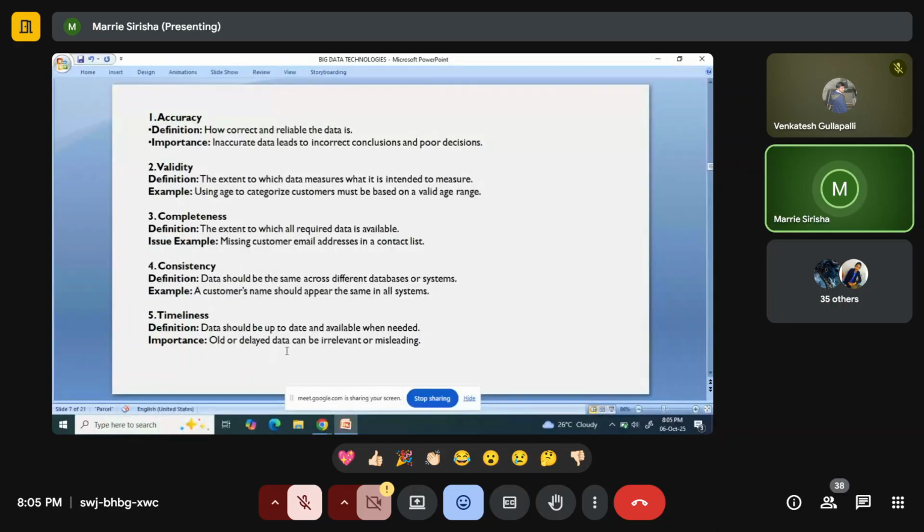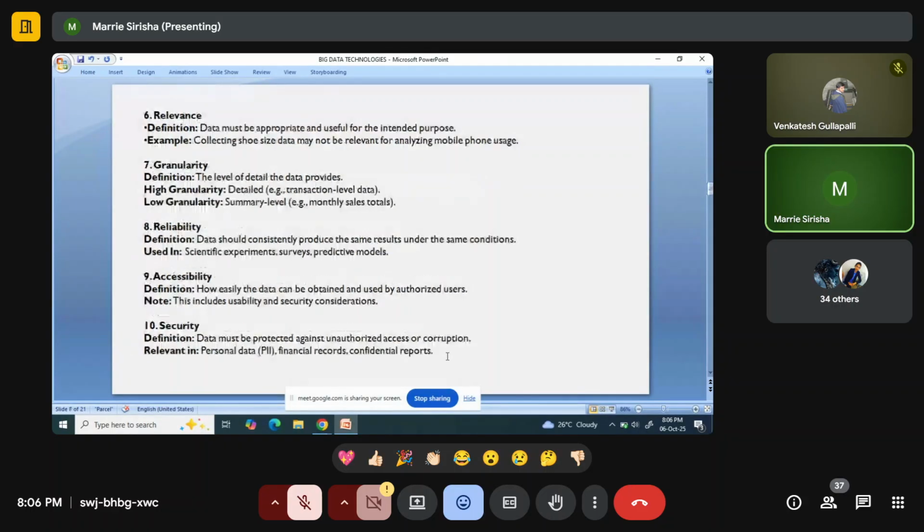Old or delayed data can be irrelevant or misleading, as I said you, right? Next one, relevance. What is relevance? Data must be appropriate and useful for the intended purpose.